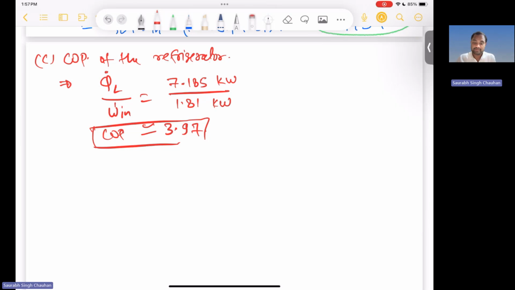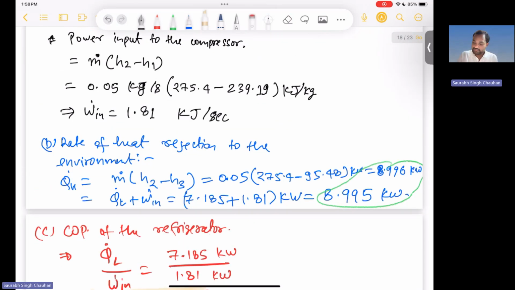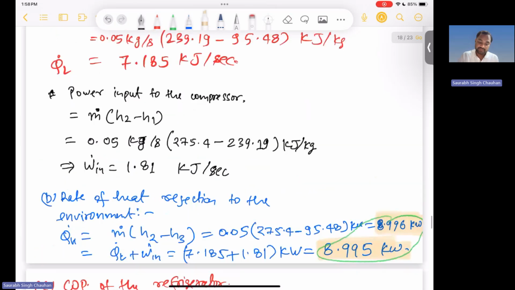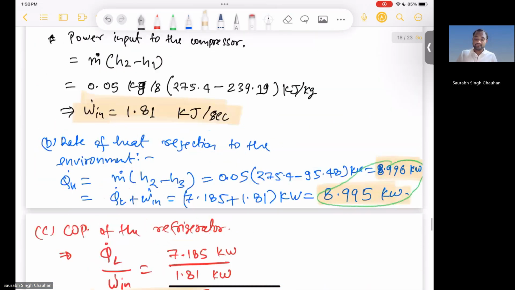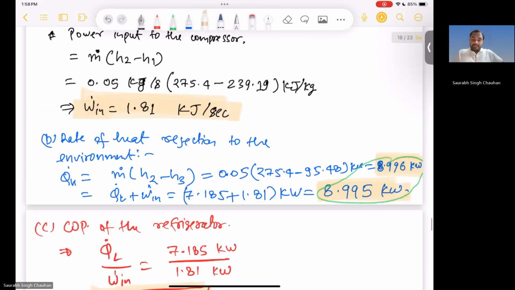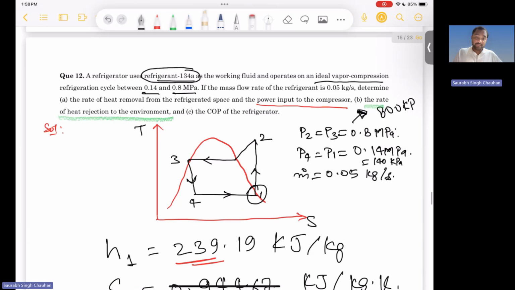Okay, so you have calculated all the values, whatever was asked there. So this is COP. This is rate of heat rejection to the environment. This is rate of work input to the compressor. This is rate of heat removal from the cold environment. Okay. And this was your vapor compression system.